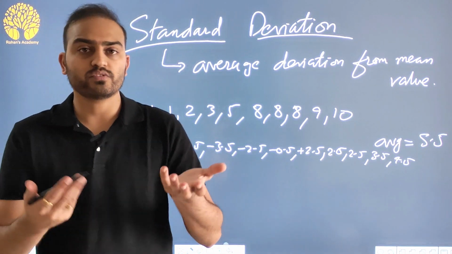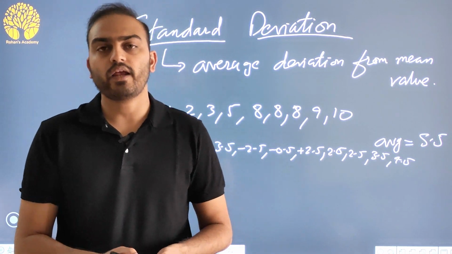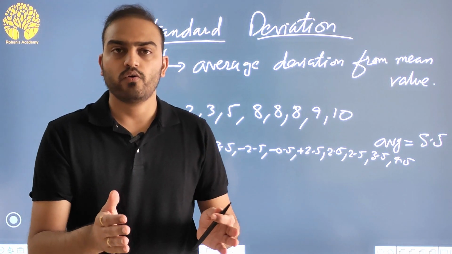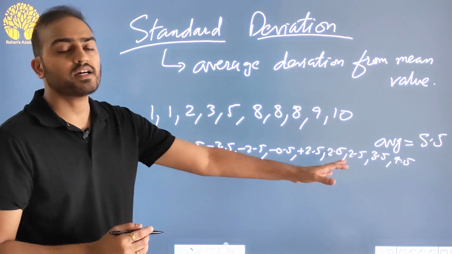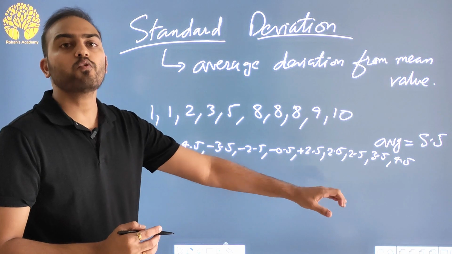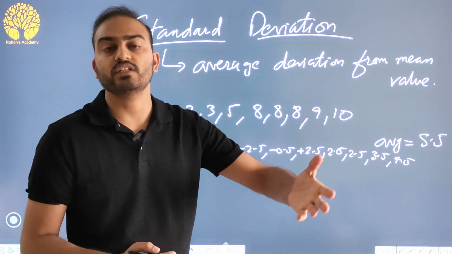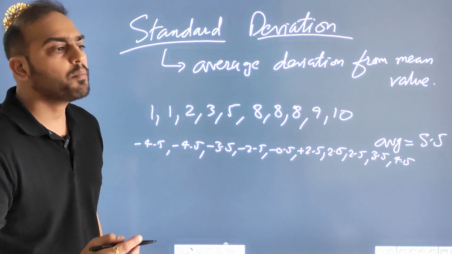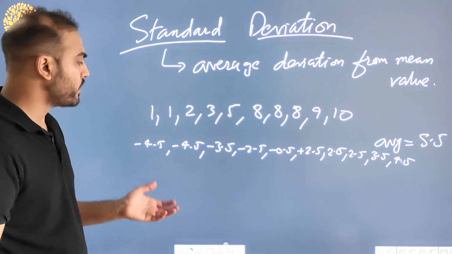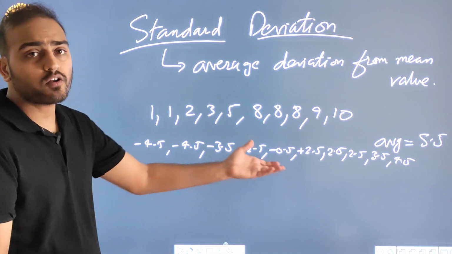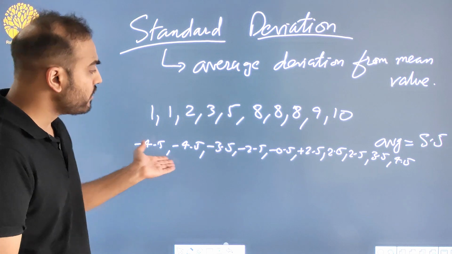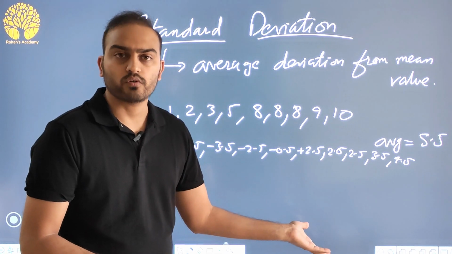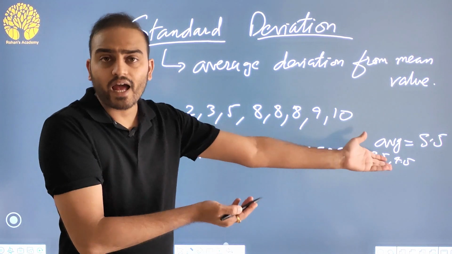That means none of the values are equal to 5.5. They are deviating from it. These are the deviations. Now what we are looking at is the average of these deviations. But there is a problem here. If average means you add all of them and divide by the total, the sum will become 0, because that is what average is.